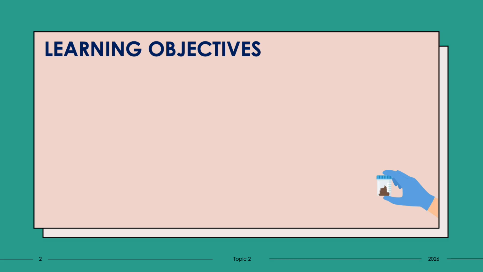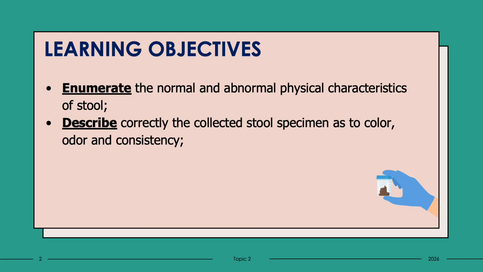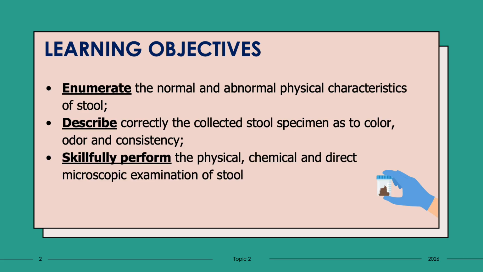So here are the learning objectives for this topic: to enumerate the normal and abnormal physical characteristics of stool, to describe correctly the collected stool specimen as to color, odor, and consistency, to skillfully perform the physical, chemical, and direct microscopic examination of stool, and to report correctly the obtained results you have viewed under the microscope.